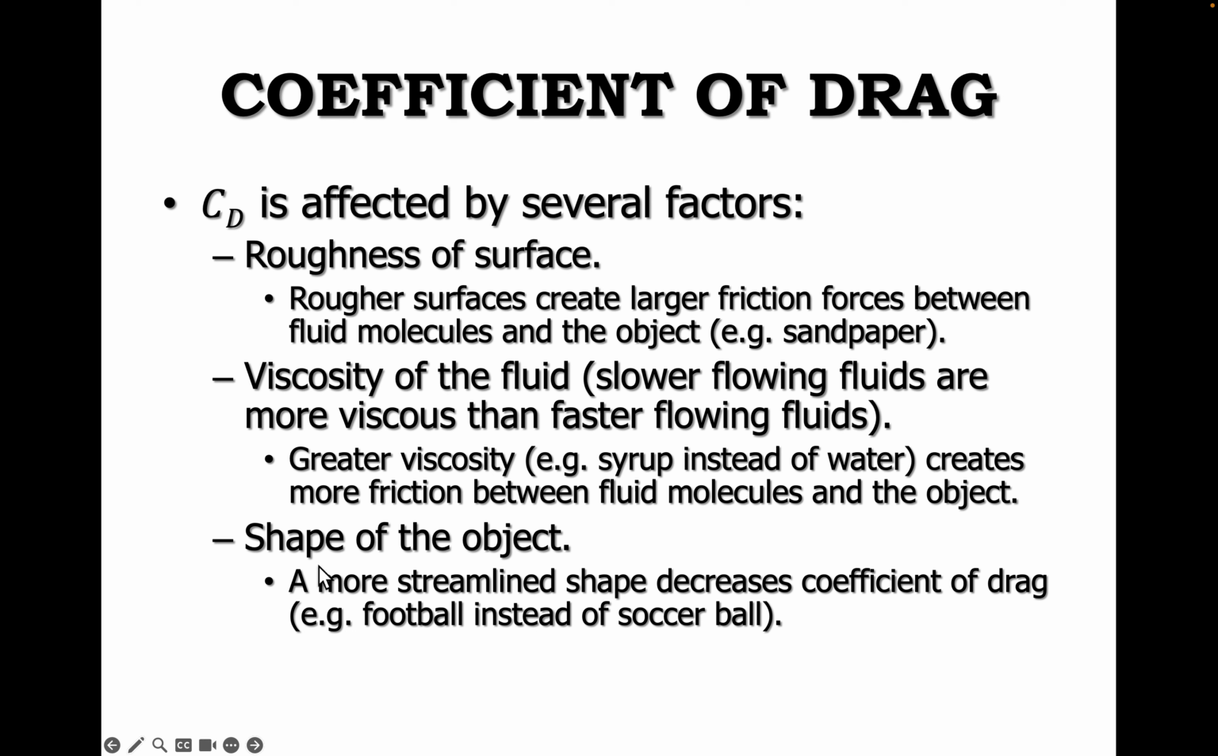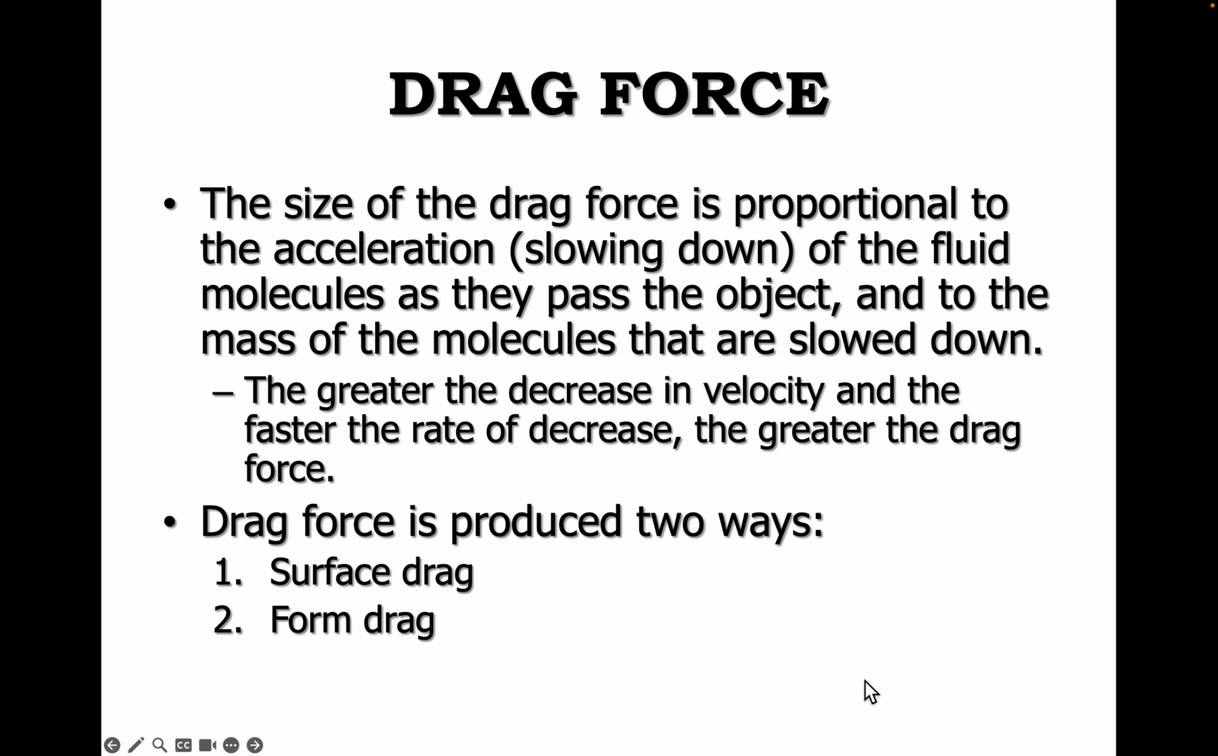And number three, the shape of the object can affect the coefficient of drag. A more streamlined shaped object decreases that coefficient of drag. A good example of this might be comparing a football to a soccer ball. A football is pointier in shape, therefore it's able to cut through the air more easily than a soccer ball. Therefore, a football would have a smaller coefficient of drag compared to a soccer ball.